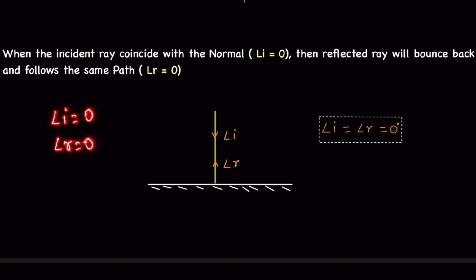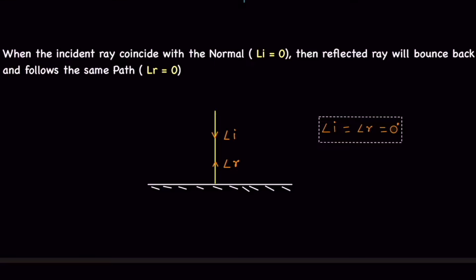So here you will see that the reflected ray will also follow the same path, but it is bouncing back, because it will touch the surface and then move in the opposite direction. It touches the surface and its direction will change, but the path will remain the same.